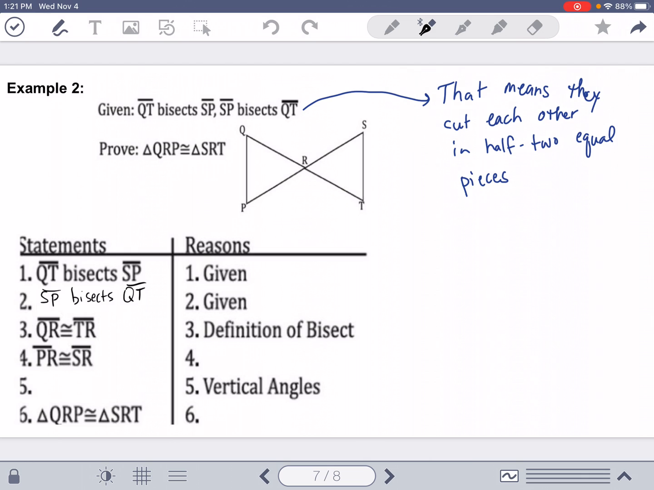Why is QR congruent to TR? So QR is congruent to TR, and that's because it's the definition of bisect. So if they're congruent, and then I want to say that PR is going to be congruent to SR, well, it looks like that's also the reason of definition of bisect.